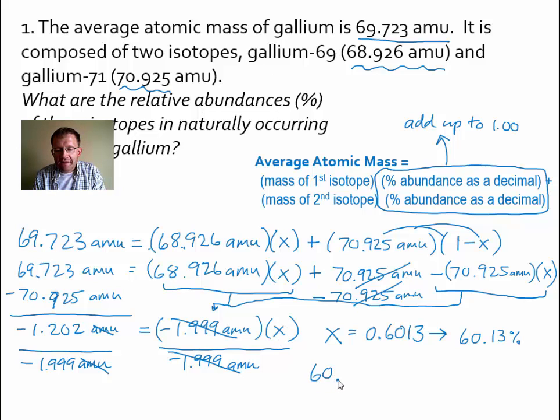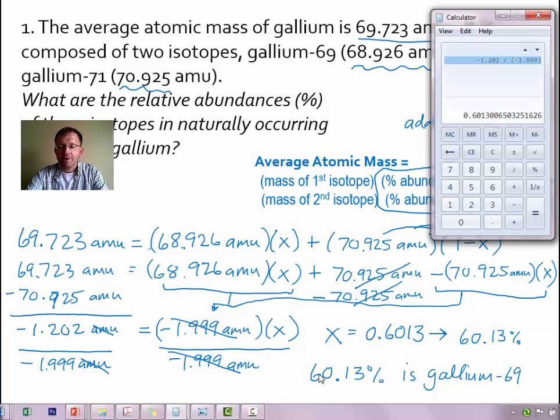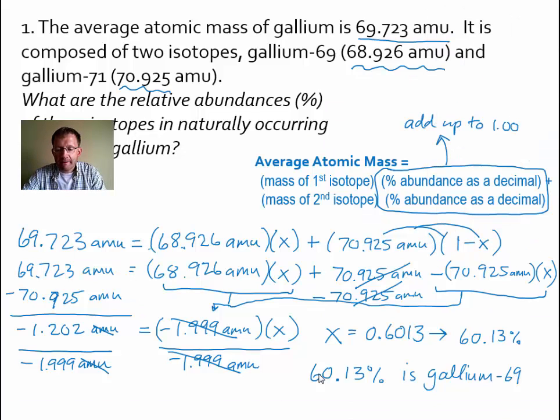it has a mass of 69 AMUs, is gallium-69. And all the rest of the gallium in the universe is gallium-71. So what's the rest? Well, we take that away from 100 to get the answer. So 100 minus 60.13% gives me 39.87%. 39.87% of all the gallium in the universe is gallium-71.